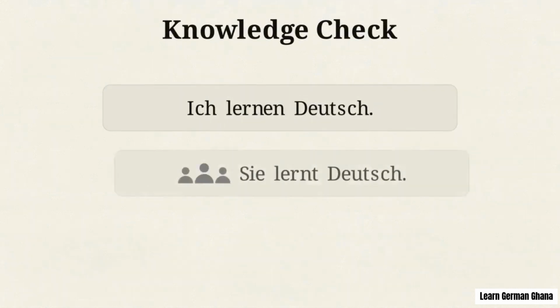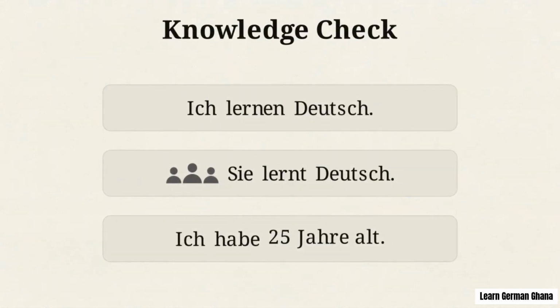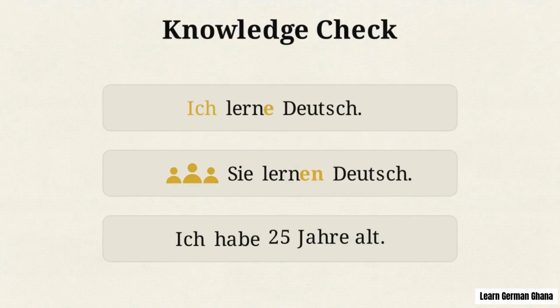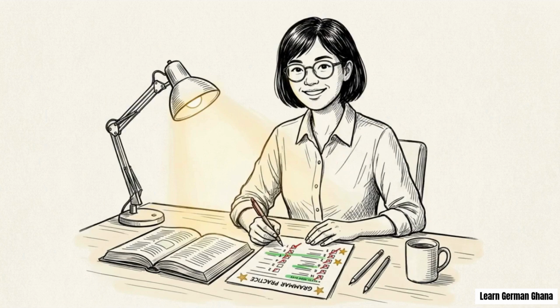Let's test how well you process these rules. Look at these 3 sentences. Each one contains a critical error. Take a few seconds and see if you can spot exactly what went wrong. Here are the fixes. First, the pronoun ich requires an e ending, so it must be ich lerne. Second, if sie means they, the verb needs an en, make it sie lernen. And finally, age requires the verb to be, correcting the phrase to ich bin. Catching these specific errors confirms that you have successfully internalized the underlying logic of German pronoun-verb agreement.